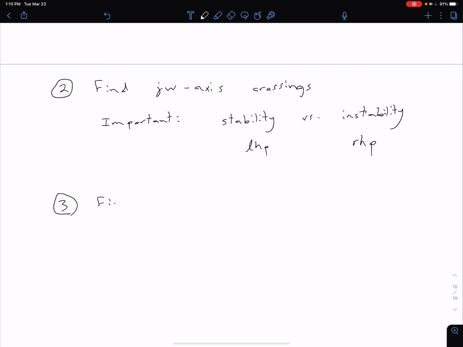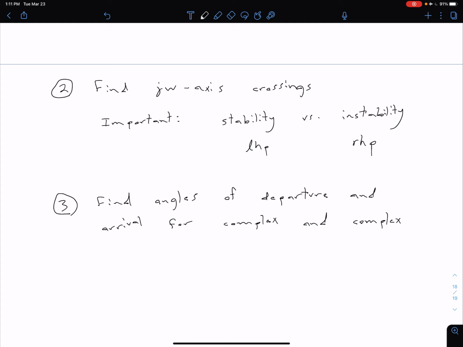So the third item that we can do to refine this is we can figure out our angles of departure for our complex poles or angles of arrival for complex zeros. So I'm going to combine that and just say we can find angles of departure or arrival, departure and arrival for complex poles and complex zeros respectively.